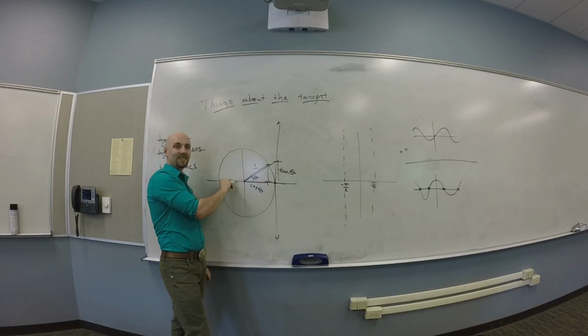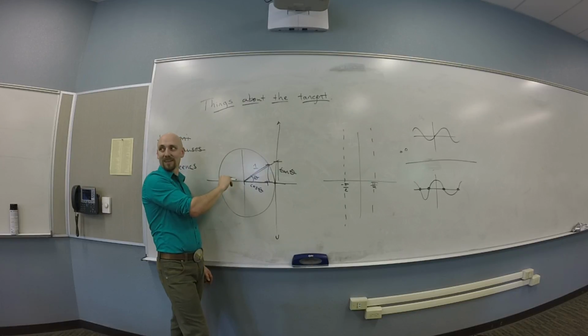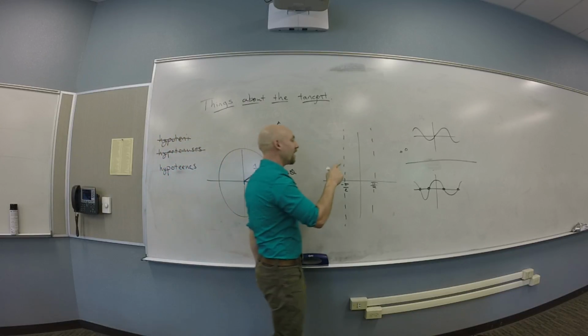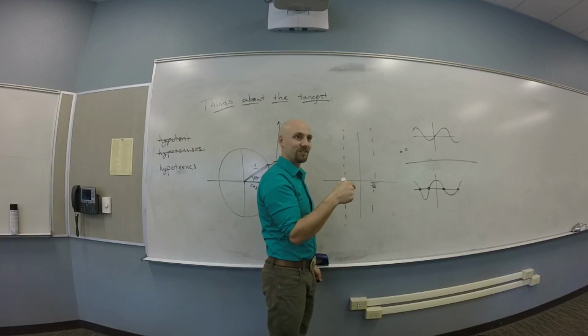Is pi causing problems with cosine? No. What's cosine at pi? It's negative 1. Are you allowed to divide by negative 1? Yes, sure. So it's going to be every pi after that. So it's every pi over 2, and you get 3 pi over 2.